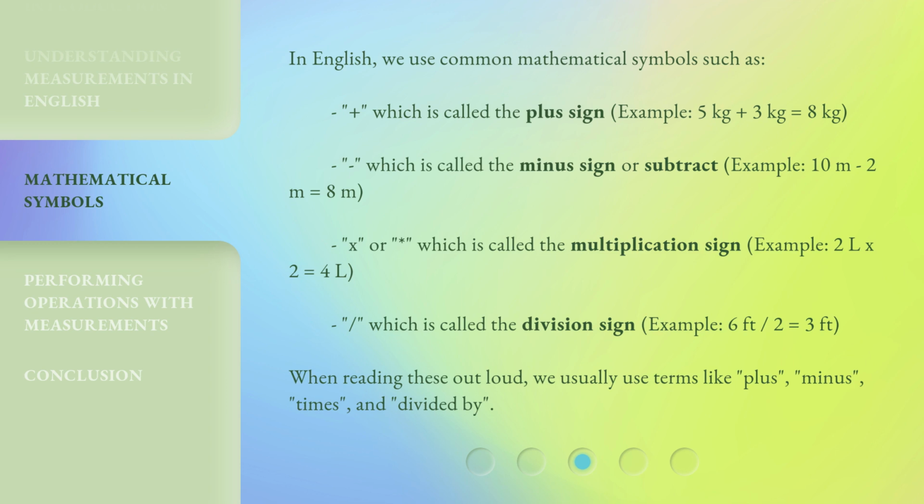The X, or asterisk, which is called the multiplication sign. Example: 2L x 2 equals 4L. The division, which is called the division sign. Example: 6 feet divided by 2 equals 3 feet. When reading these out loud, we usually use terms like plus, minus, times, and divided by.